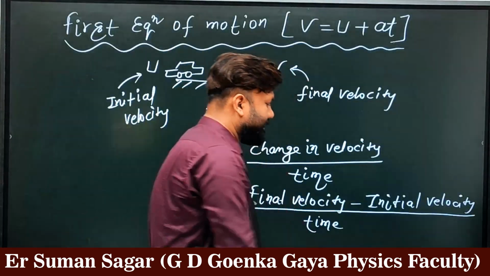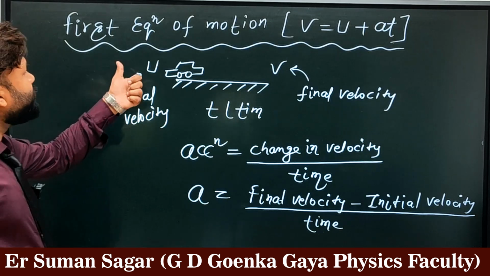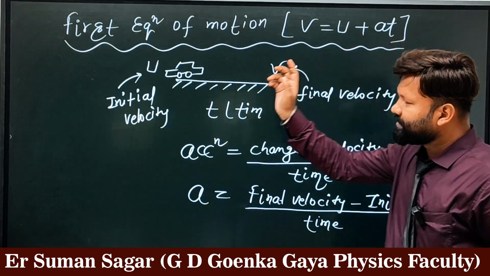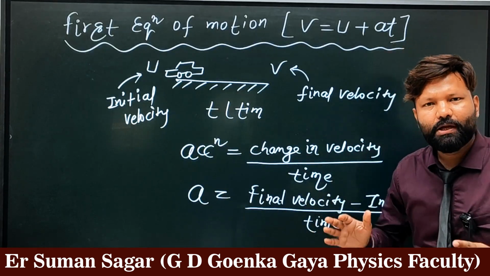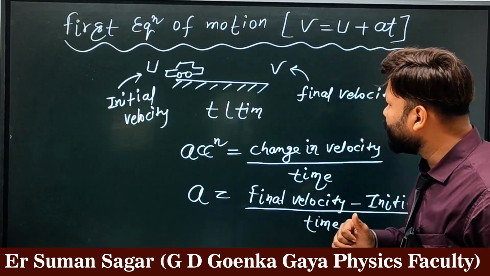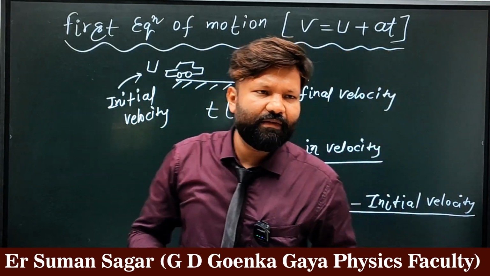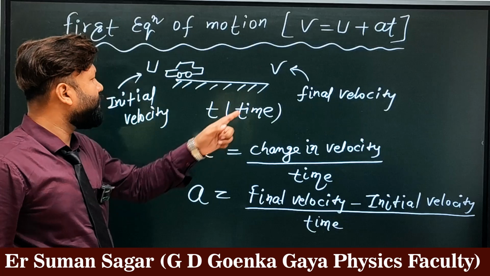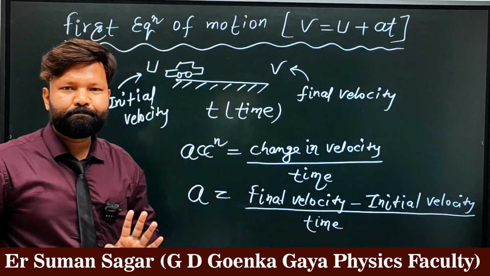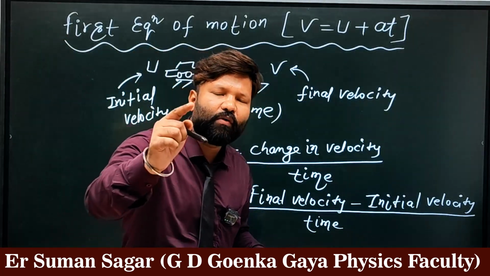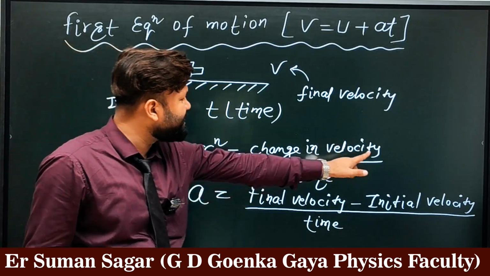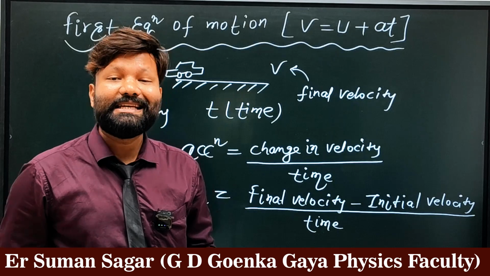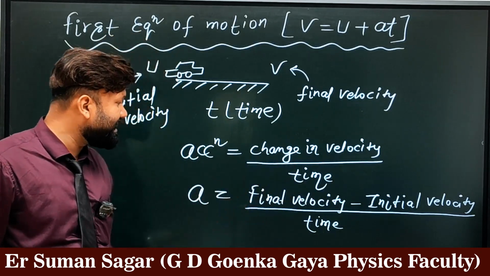Let's revise once again. Students, we are going to prove the first equation of motion, that is v is equal to u plus at. Suppose when you are writing in a copy, this is what you have to write. Suppose a car is moving with initial velocity u, after time t, final velocity becomes v. Now in the previous class we have already learned acceleration is equal to change in velocity by time. What is change in velocity? Final velocity minus initial velocity.